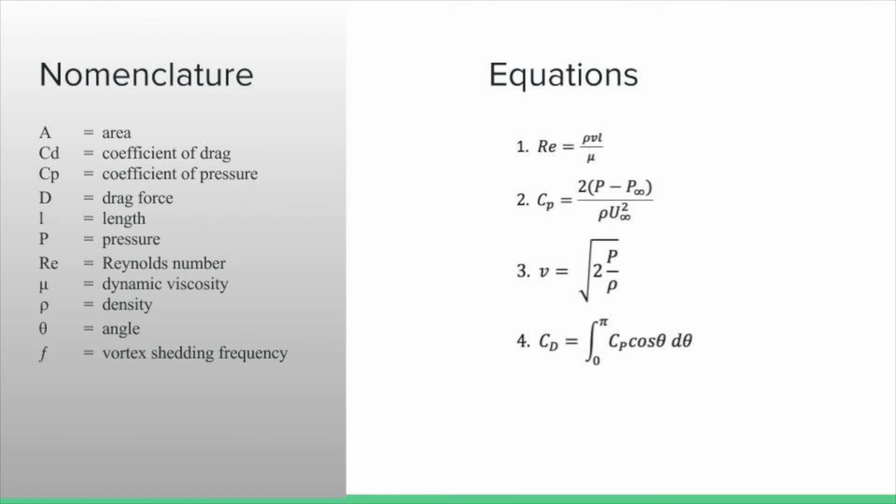Listed here is the nomenclature and equations used throughout the experiment. The first equation is the Reynolds number equation. The second equation is the equation to find the coefficient of pressure. The third equation we used to find the velocity, derived from Bernoulli's equation. The fourth equation was used to find the coefficient of drag from the coefficient of pressure.